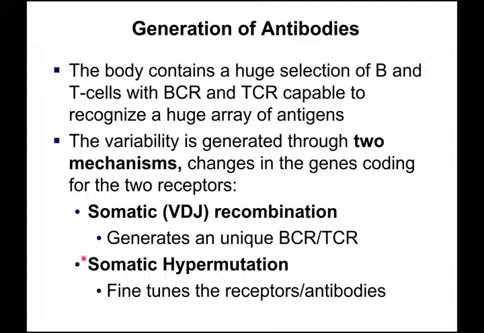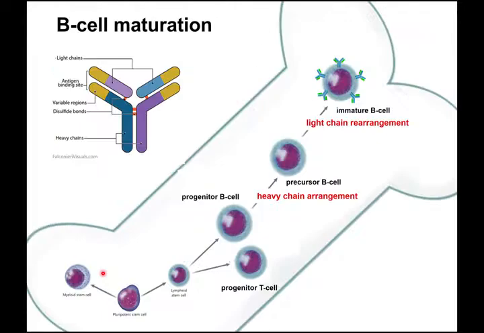And then you have the somatic hypermutation. This is done after the stimulation of the B cell receptors, which fine-tunes basically the antibodies produced. So before we talk about how the variability is produced, this is a schematic of how the B cells mature in the bone marrow first.